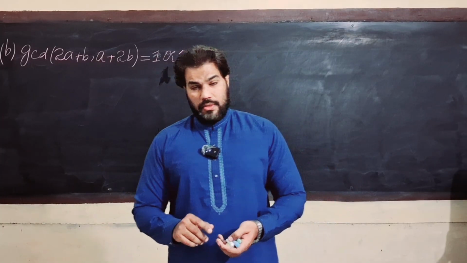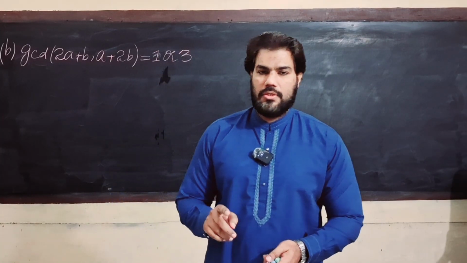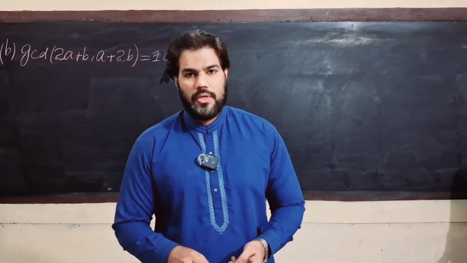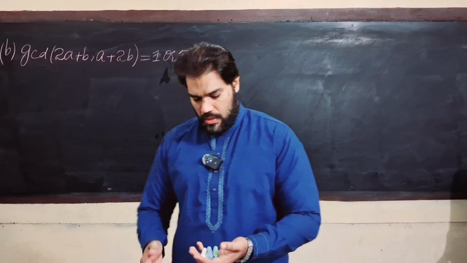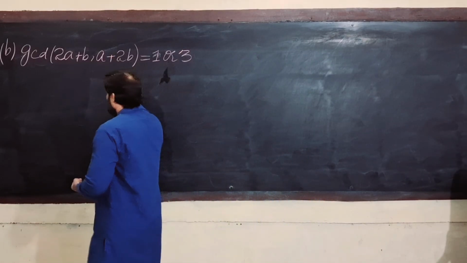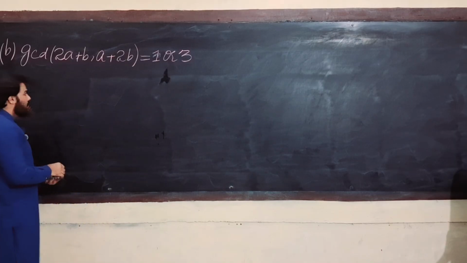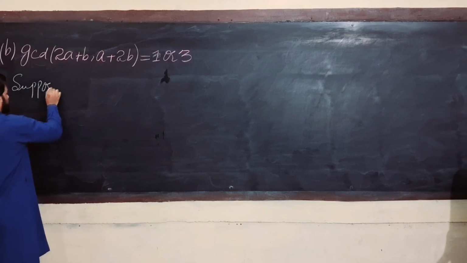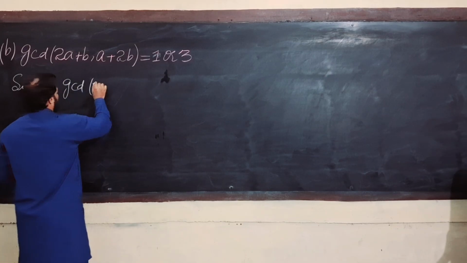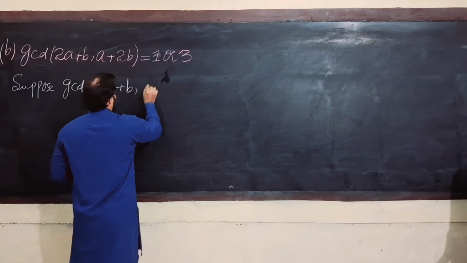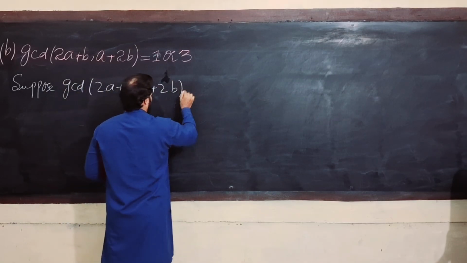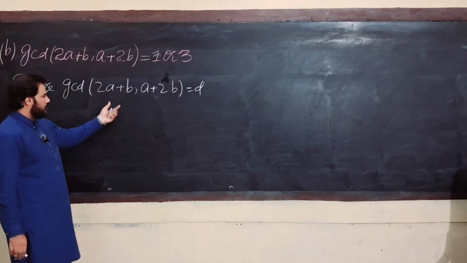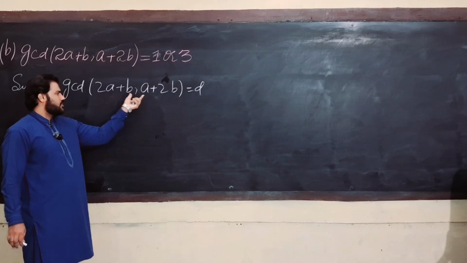In my previous lecture, I discussed that GCD is the smallest positive integer that divides every linear combination of the corresponding integers. Linear combination means sum of product form. So firstly, we suppose the GCD of 2a plus b and a plus 2b is equal to D. Then D must divide every linear combination of these two numbers.